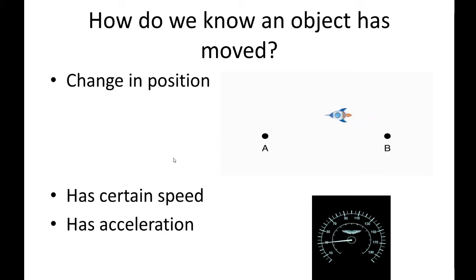Second, an object has to have a certain speed. If you look at the speedometer of your car and it says 0 km/h, then you can say that the object is not moving. But if it says around 90 km/h, then the car is moving at 90 km/h. The third thing you are going to remember is that an object has to have acceleration.